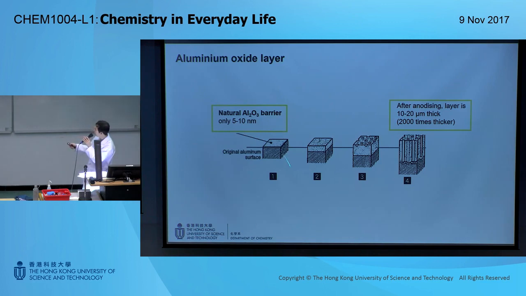By an electrolysis process, we are going to increase the thickness of the aluminium oxide up to 2,000 times the original thickness, to around 10 to 20 micrometers thick. So you can see that by this anodizing process, we produce a thicker aluminium oxide layer, and also it's porous. You can see it comes as little tubes, and there are some kind of holes inside.